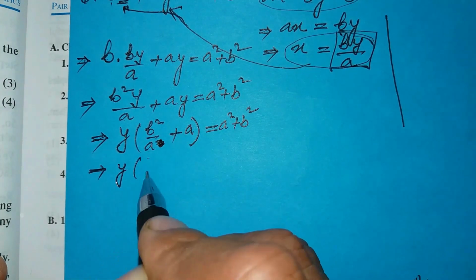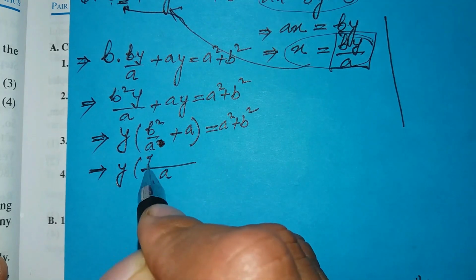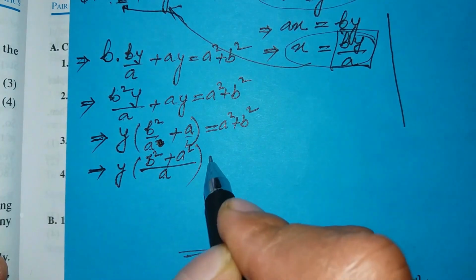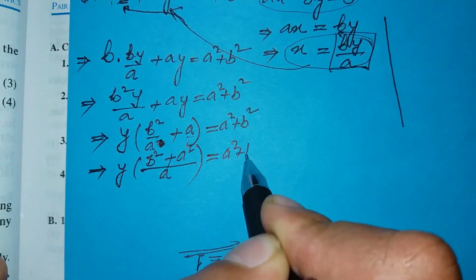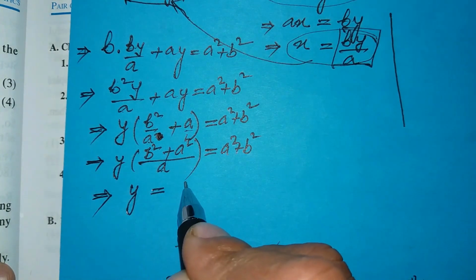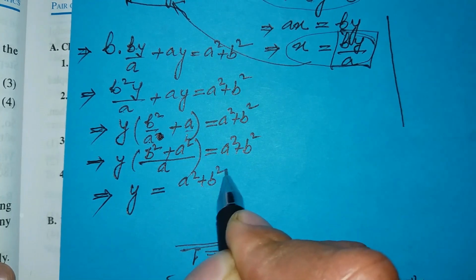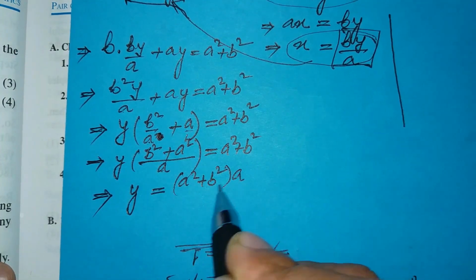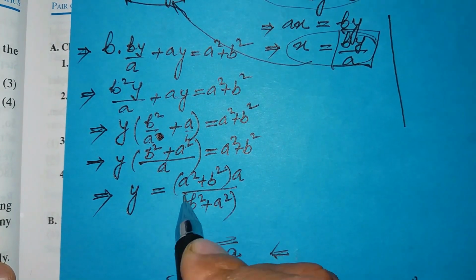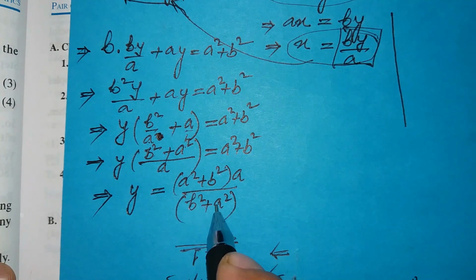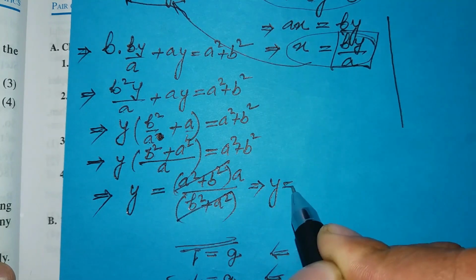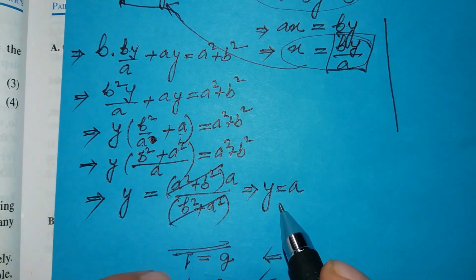Now let's take LCM. LCM is a here, so you'll get b square plus a into a, which is a square, so this is a square plus b square. So we have here a square plus b square, this a will go up here, and this b square plus a square will go down here. Now this is a square plus b square, and this is b square plus a square, so we can cancel this. Now what we got here is y is equal to a. So the value of y is a.